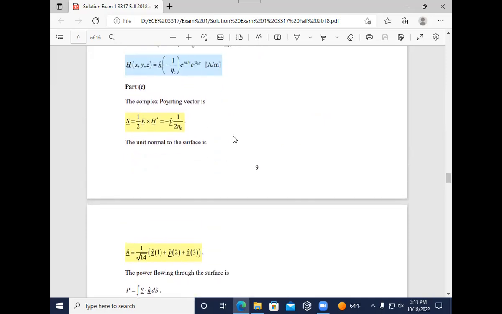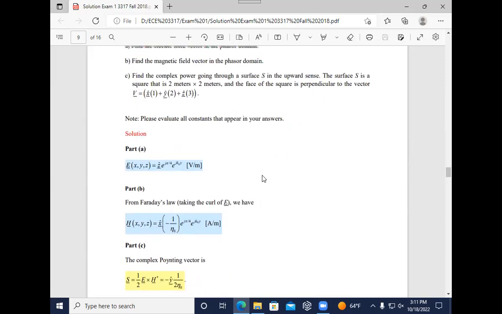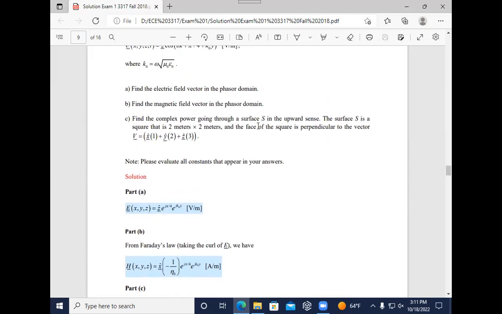Okay. So there is the Poynting vector. Now it says that the square is perpendicular to this vector. That vector is already perpendicular, or normal, to the surface, but it's not a unit normal. Remember, it's always S dot the unit normal, unit vector n. But it's pretty simple to take a vector and convert it into a unit vector, right? Just divide by its magnitude, right?